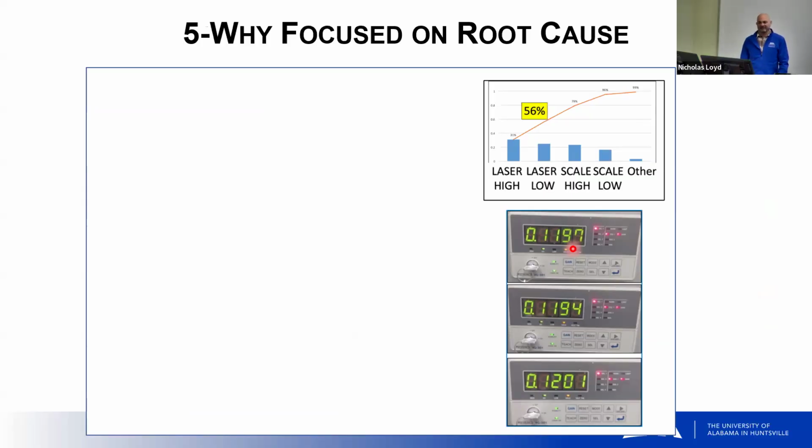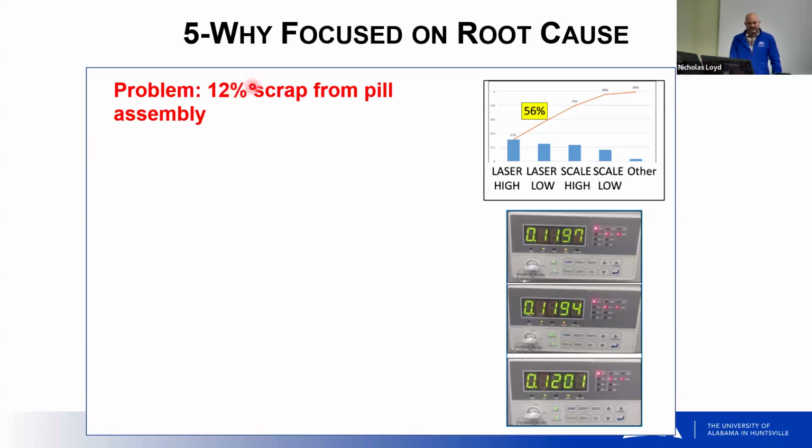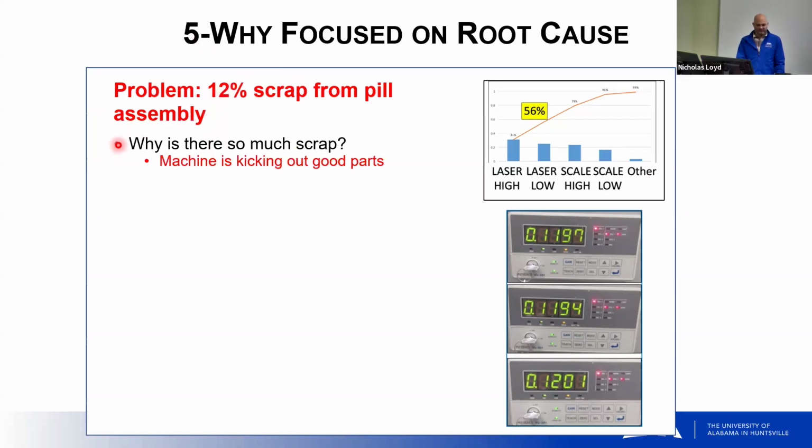So 5Y should be focused on getting to the root cause. Here's another example. This was a company I worked with that made inflation devices for life vests, and they were having problems with inconsistent measuring causing errors. They had a problem with scrap from the machine making what they called a pill. It was just a compressed powder, and looked like a lifesaver. They had 12% scrap. 5Y worked this way.